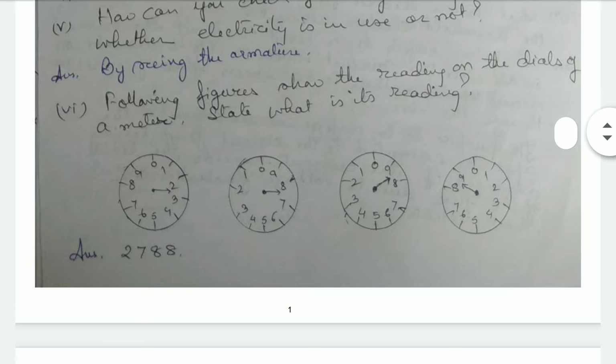Okay. Then the following figures show the reading on the dials of the meter. State what is its reading. Please look at the picture very carefully. In the first, the hand is between 2 and 3. In the second picture, it is between 8 and 7. The third picture is between 9 and 8. And the fourth picture is between 8 and 9. So the meter reading will be, according to the first dial, 2, second is 7, third is 8, and the fourth is also 8. So the reading will be 2788.